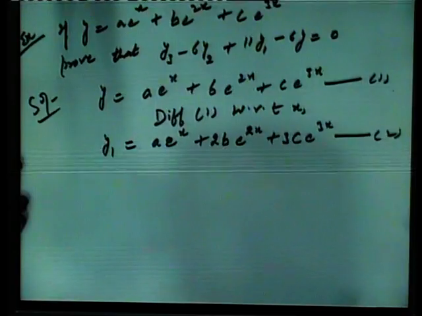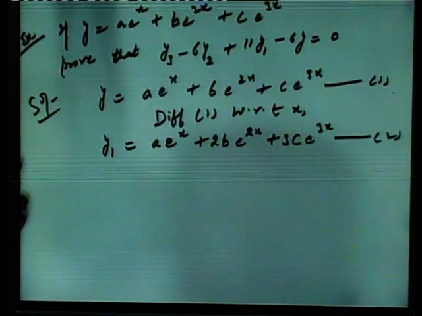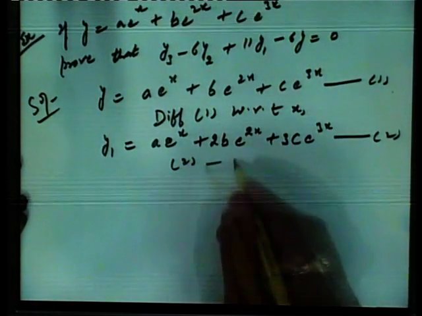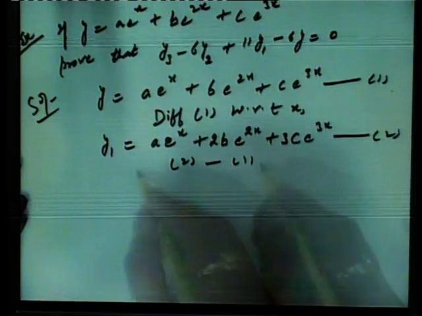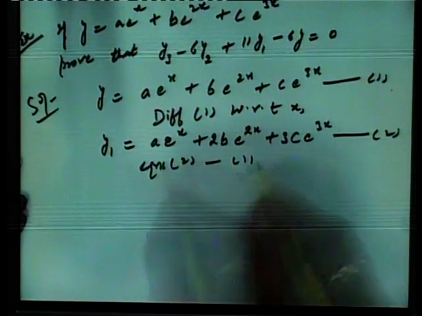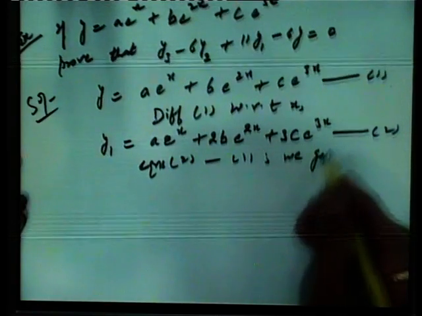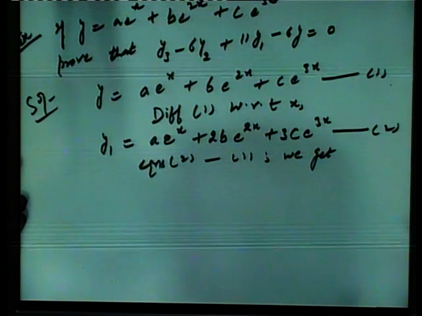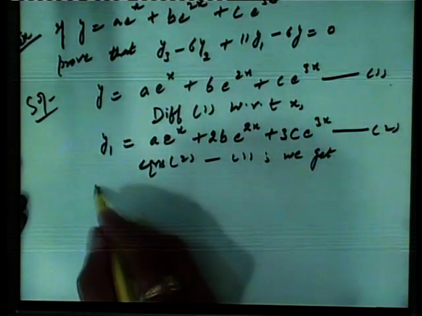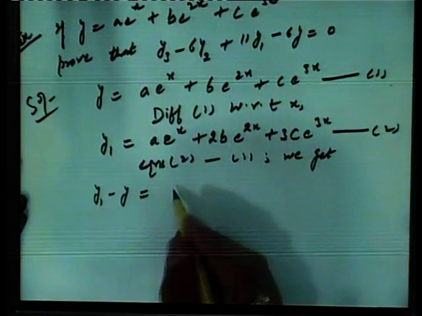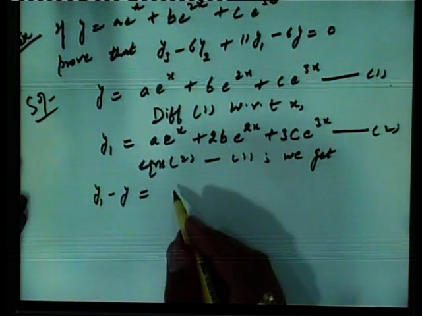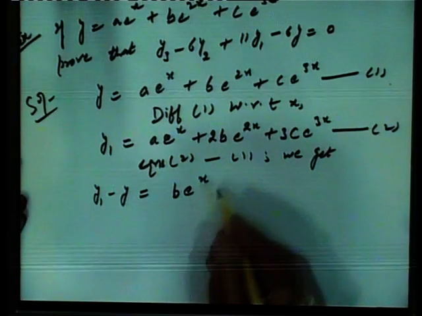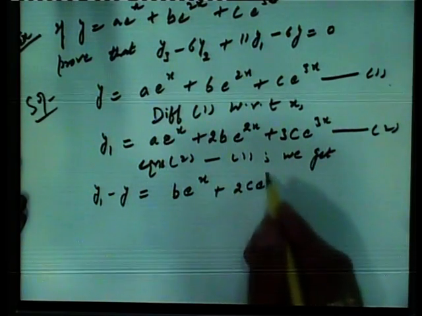Now, we have to eliminate a, b, c. We eliminate a, b, c successively. So, subtract equation 1 from equation 2. We get y1 minus y. You subtract it, the first term a e power x cancels. The 2b subtracted from b, that is b e power 2x, we are left with 2c e power 3x.